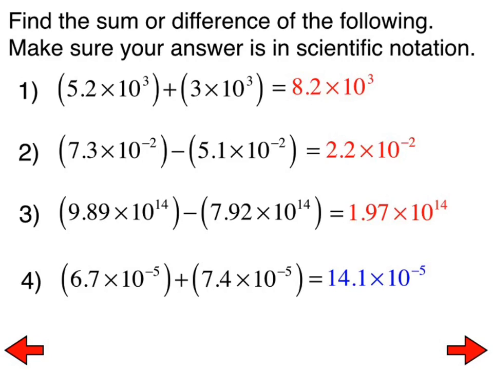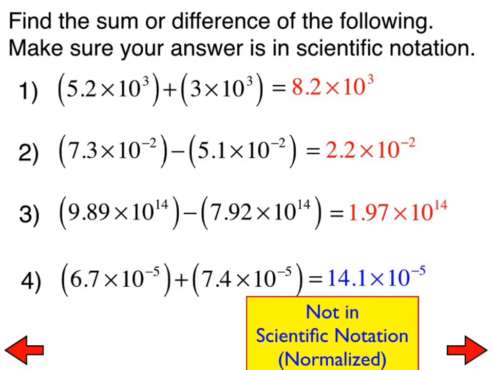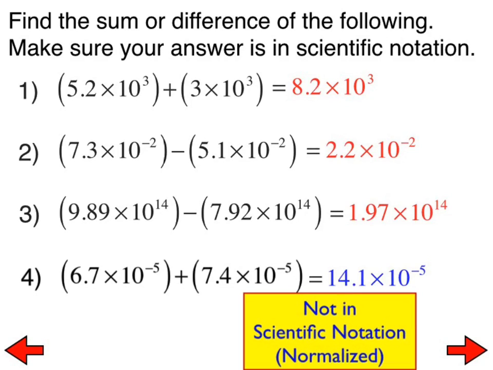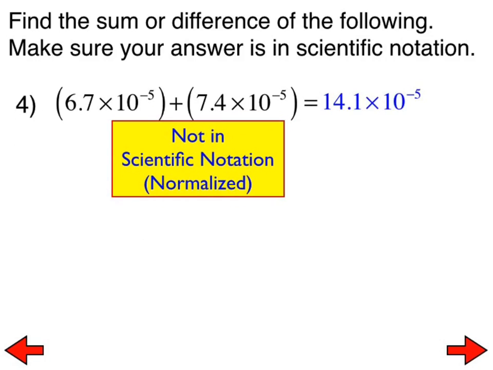Number 4, we end up with 14.1 times 10 to the negative 5, but the instructions do tell us to make sure that our answer is in scientific notation. And so we need to make a bit of an adjustment like we did yesterday. We need to turn 14.1 times 10 to the negative 5 into 1.41 times 10 to the negative 4. We made the 14.1 smaller by 1 power of 10. Therefore, we've got to make the 10 to the negative 5 bigger by 1 power of 10. So that's pretty easy.